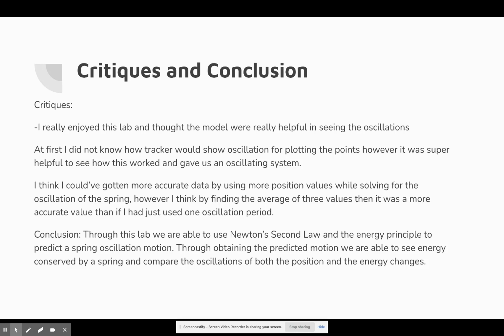So for our conclusion, through this lab, we were able to use Newton's second law and the energy principle to predict a spring oscillation motion. And through obtaining the predicted motion, we are able to see energy conserved by the spring and compare oscillations of both the position and energy changes. And with comparing the predicted position to the model, it is really helpful to be able to see how this motion is really oscillating and how energy is conserved throughout the entire motion of the system.